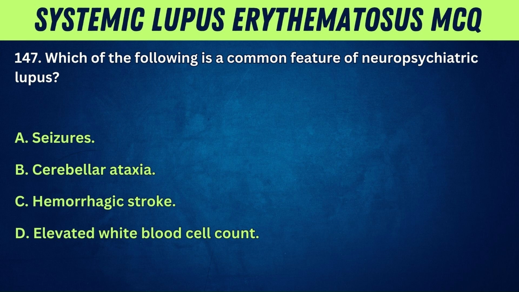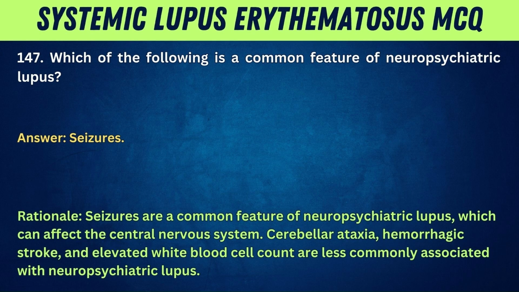147. Which of the following is a common feature of neuropsychiatric lupus? A. Seizures. B. Cerebellar ataxia. C. Hemorrhagic stroke. D. Elevated white blood cell count. Answer: seizures. Rationale: seizures are a common feature of neuropsychiatric lupus, which can affect the central nervous system. Cerebellar ataxia, hemorrhagic stroke, and elevated white blood cell count are less commonly associated with neuropsychiatric lupus.